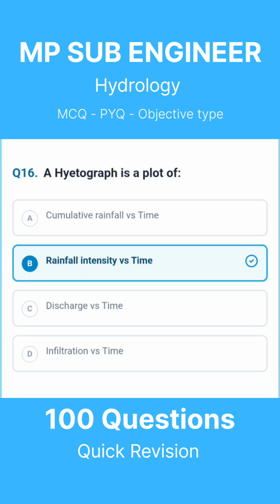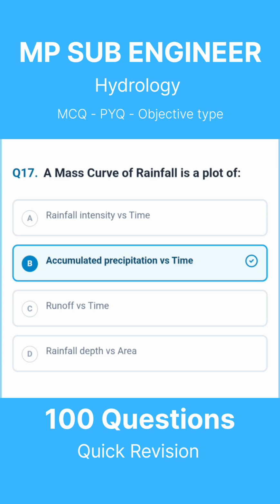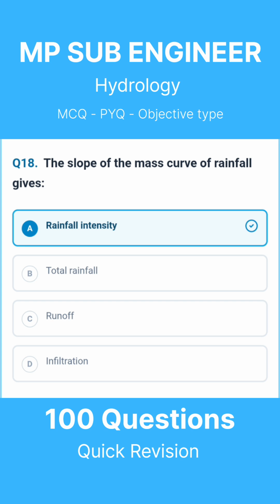Question 16. A hyetograph is a plot of. The correct answer is rainfall intensity versus time. Question 17. A mass curve of rainfall is a plot of. The correct answer is accumulated precipitation versus time. Question 18. The slope of the mass curve of rainfall gives. The correct answer is rainfall intensity.